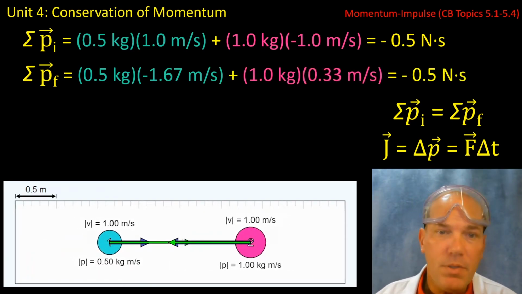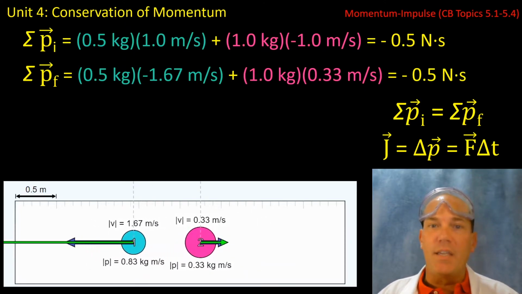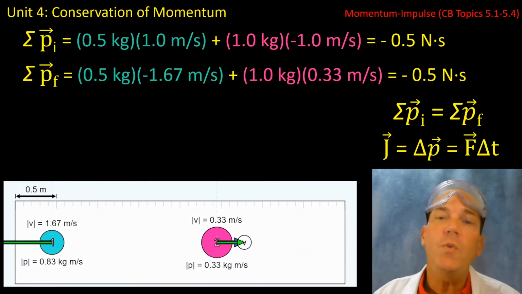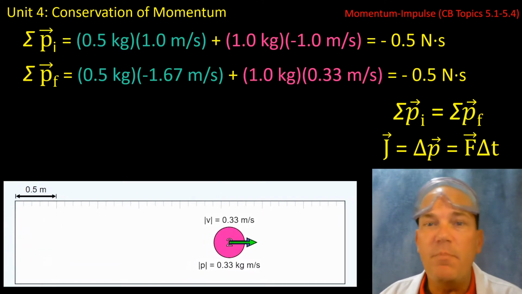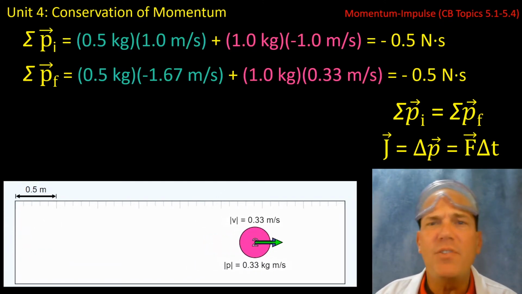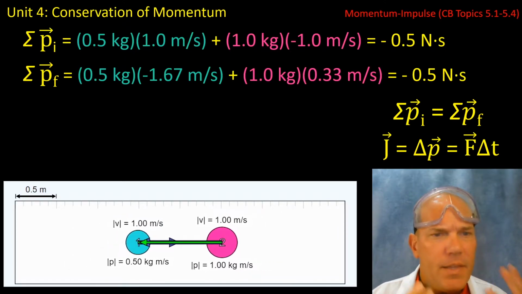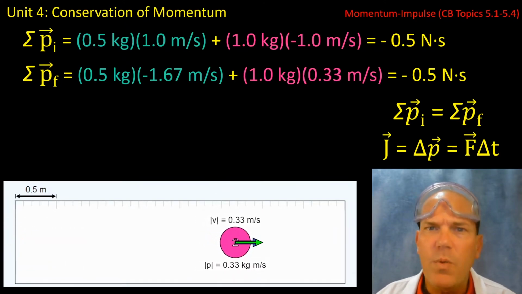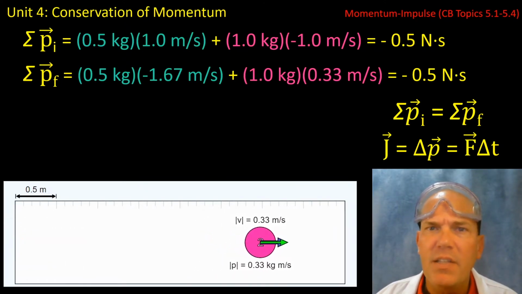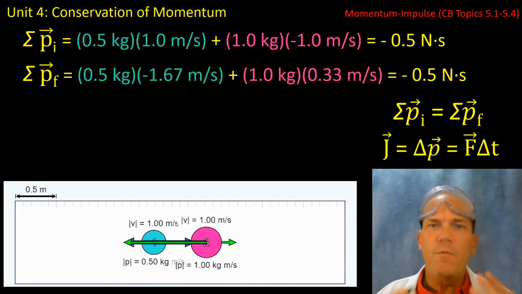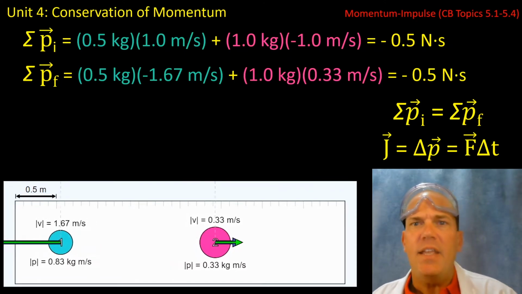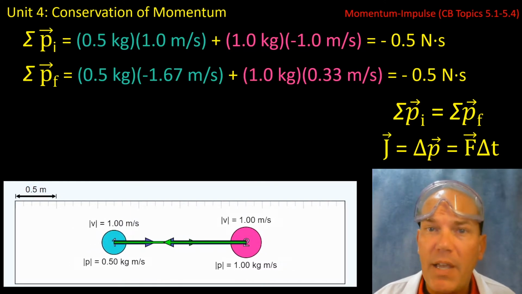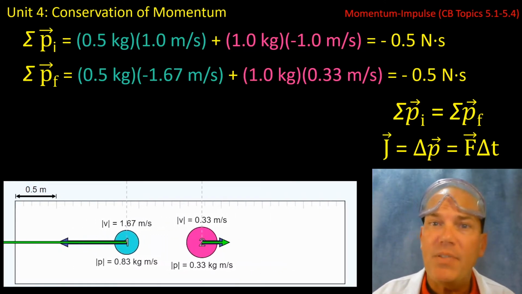Let's go ahead and look at our sum of the final momenta. Notice for the light blue ball, its velocity has gone from a +1 meter per second to a -1.67 meters per second. So what happened during this collision? The light blue ball went from 1 meter per second in the right direction, stopped for an instant, upon the collision, reversed direction, and regained a magnitude of 1.67 meters per second. However, now in the opposite direction.